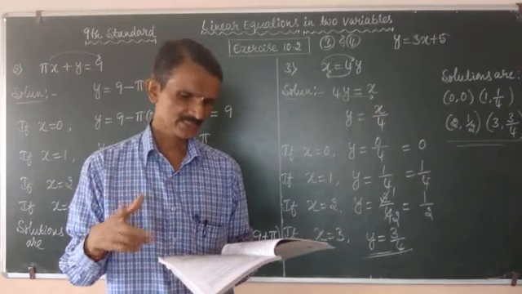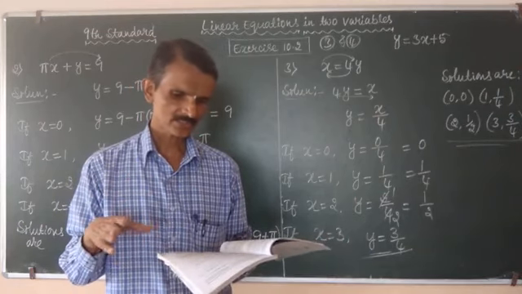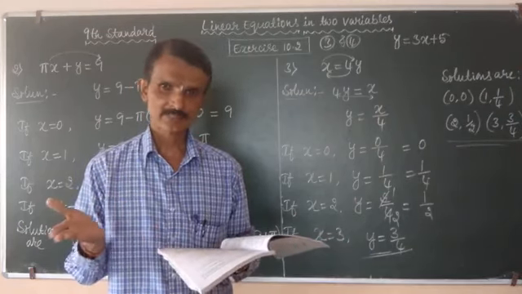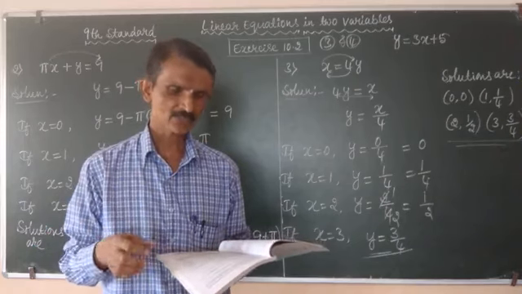The third one is: check which of the following are solutions of the equation x minus 2y equals 4 and which are not.